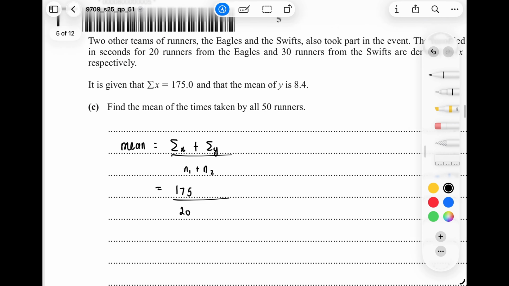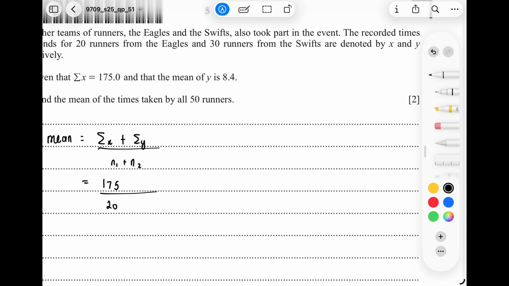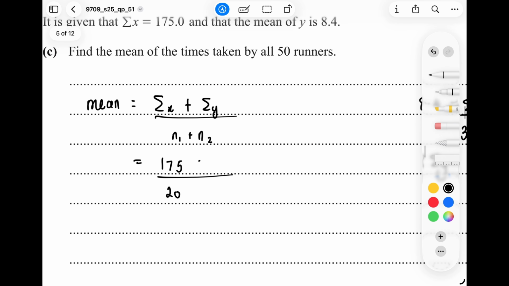But then we have the mean of Y. So we have the mean, which is 8.4, equal to sum of Y all over the total number of runners, which is 30. So sum of Y is equal to, you're going to multiply these two and you're going to get 252. So you're going to add the 252 over here and the 30 over here. And you're just going to enter into a calculator and you get 8.54.